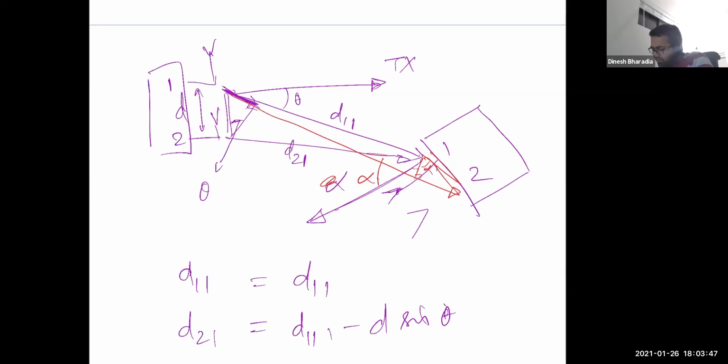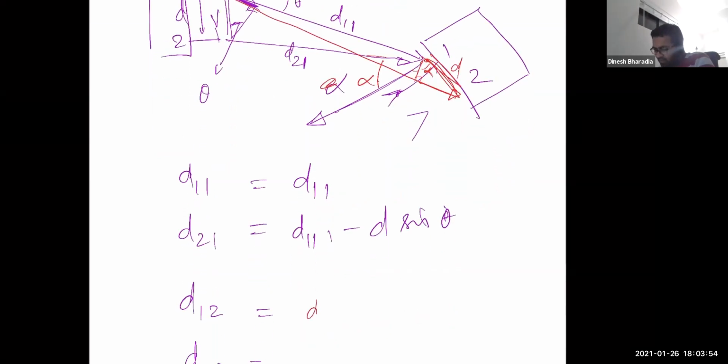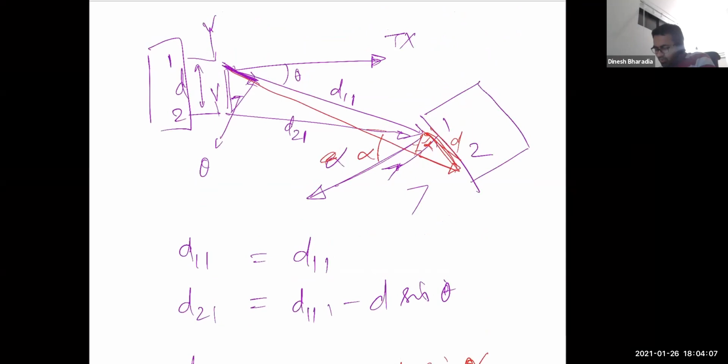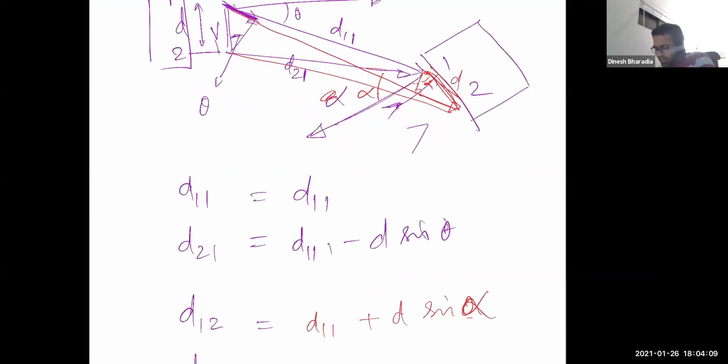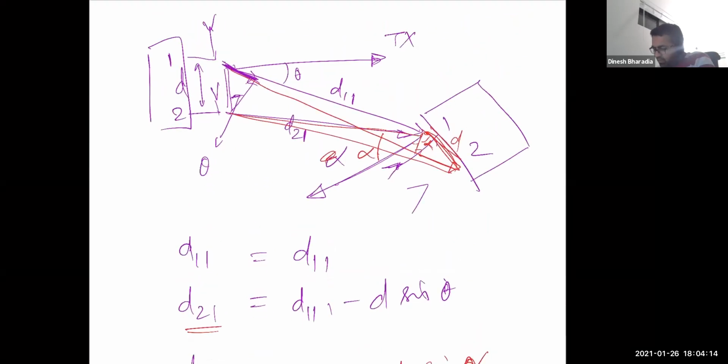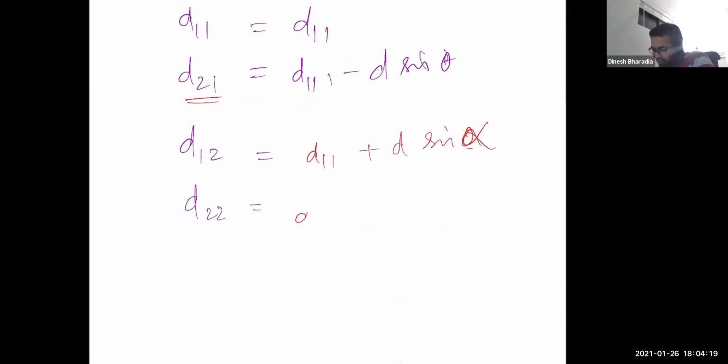This is again alpha. So this is d sine alpha. So it's d11 plus d sine alpha. Correct, Andrew? Yes. And what is d22? D22 is nothing but d21, which is 2 to 1, plus d sine alpha. Everyone with me on this?